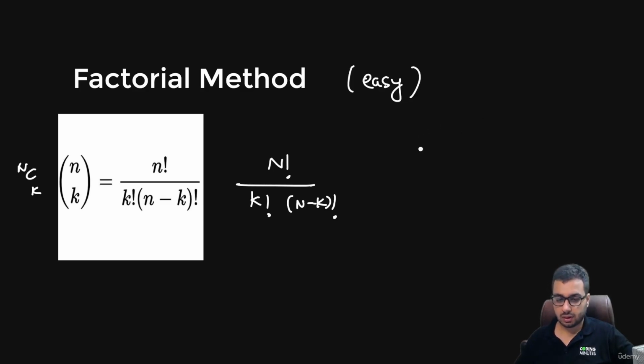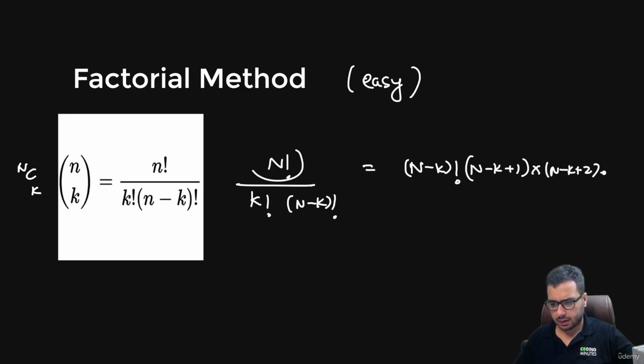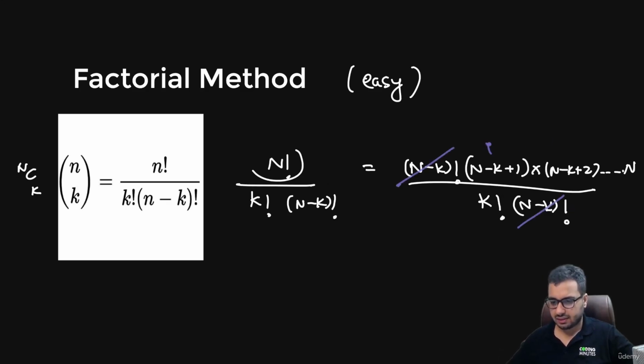Okay, one formula we saw. Now this n factorial can be written as (n minus k) factorial multiplied by some terms from (n minus k plus 1) into (n minus k plus 2) up to n, divided by k factorial. Effectively, this (n minus k) factorial will get cancelled, and in the numerator you are multiplying these terms, and in the denominator you are expanding k factorial. So this will reduce the work of your calculation because we are removing the common part.